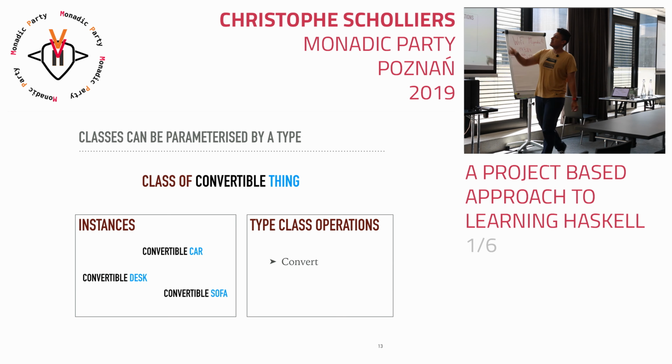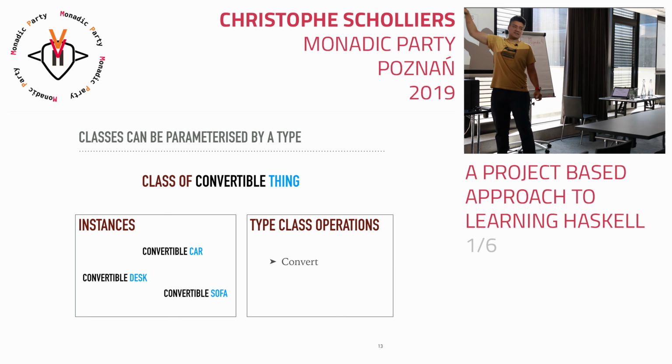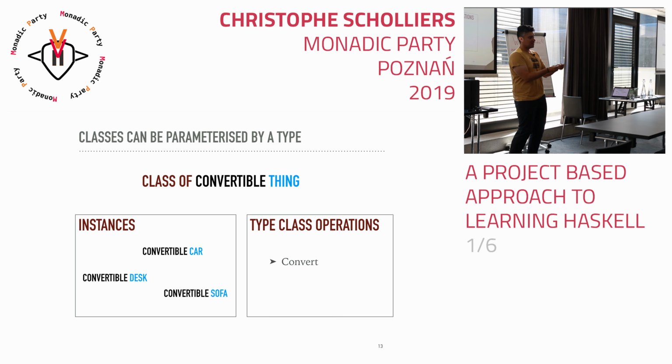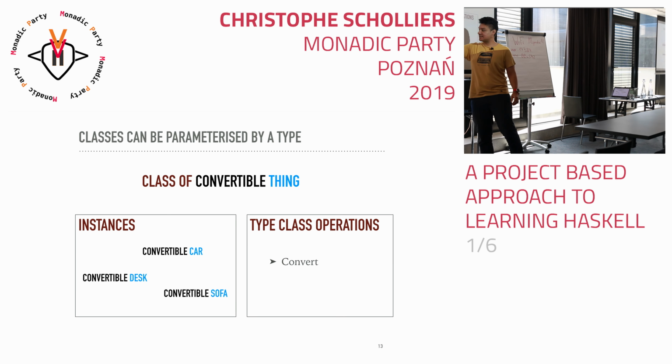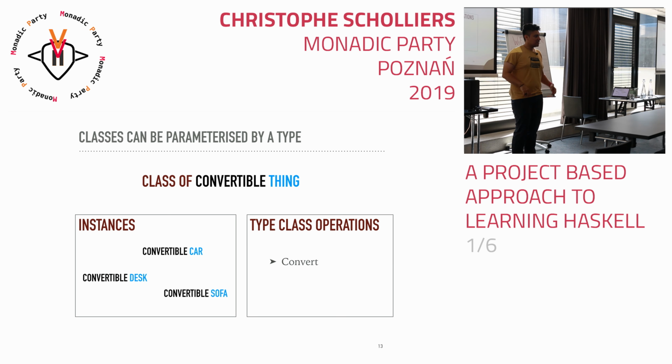And so we can make a class of convertible things, yeah? And then we can make an instance specifically for the car. And then you have a convertible car, a convertible desk, or a convertible sofa, but they are all characterized by the operation that they support. So this is a type class operation, and it's still convert.